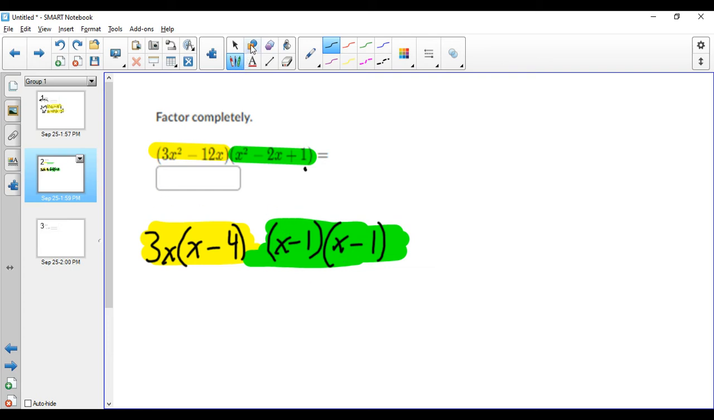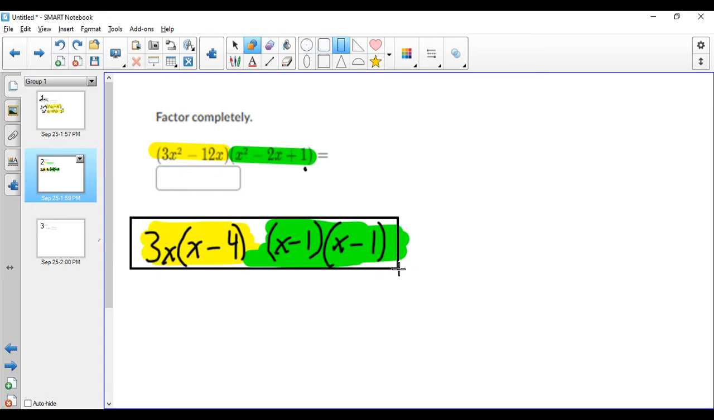What's your answer going to be? How do I write my answer? Well, your answer is that whole thing. It's all of that. So your answer would look like that.